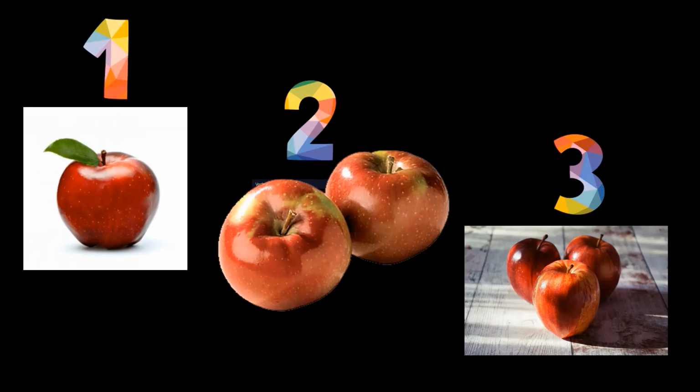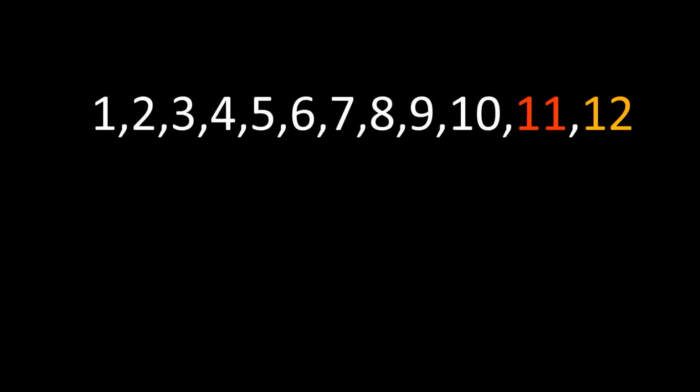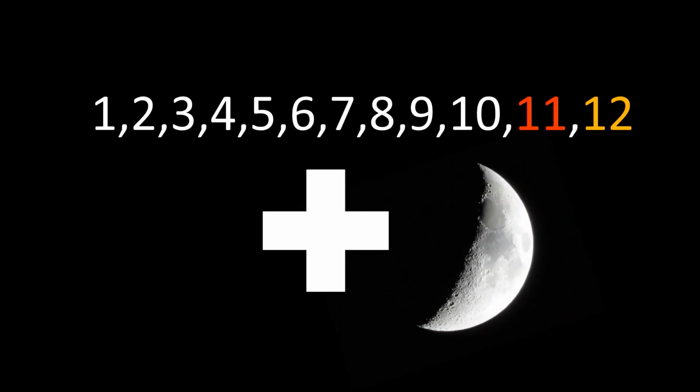It's like counting apples. Here we have 1 apple, 2 apples, and 3 apples. Similarly, January is 1 moon, February is 2 moon, and March is 3 moon. So as you can see, the basic counting rule for months of the year is numbers plus the moon. Numbers plus the moon.